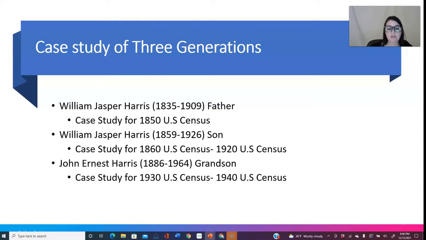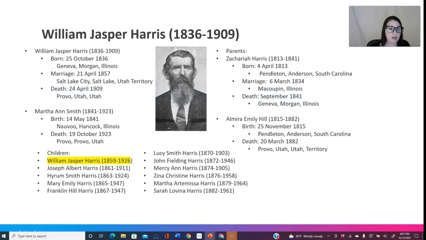And then you have John Ernest Harris, who's the grandson of William Jasper Harris, the senior, and the son of William Jasper Harris. And so he was born in 1886 to 1964, and he'll be the case study for 1930 U.S. Census to the 1940 U.S. Census. So just some brief information of the 3.